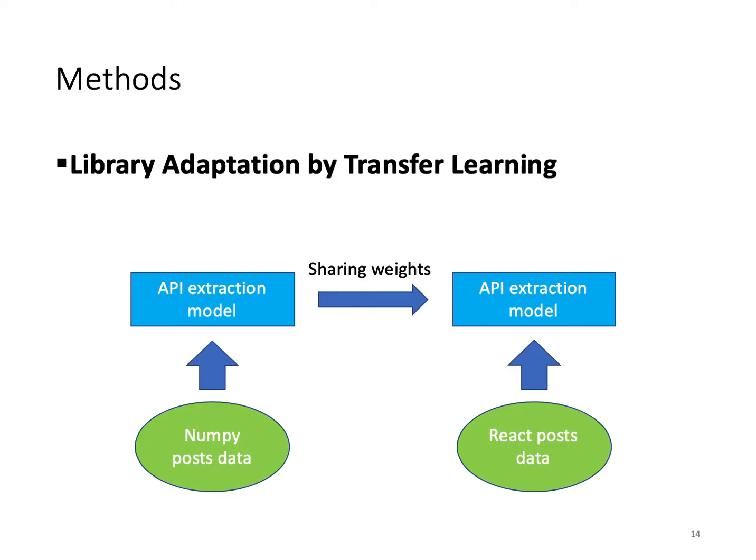We also use transfer learning across different library datasets. In this example, we use the NumPy post data to train an API extraction model, and we share the weights to another API extraction model, and we use the React post data to fine-tune this model to get a better performance.